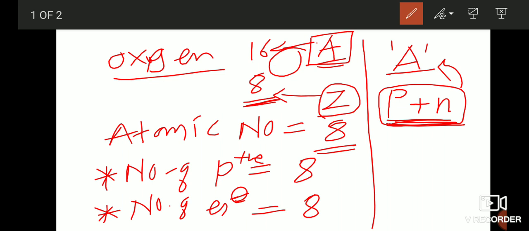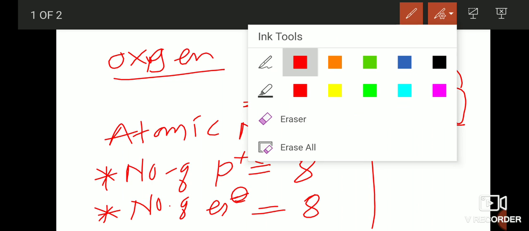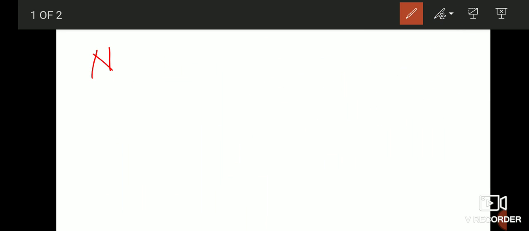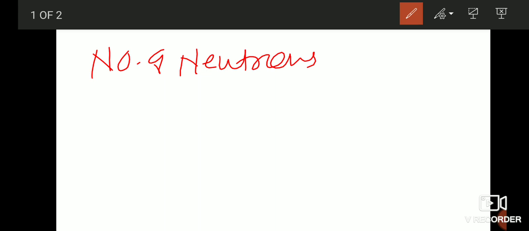This is very important, students, and by this theory we can easily find the number of neutrons in the atom. So I will show you how to find the number of neutrons. This is again very important. Neutrons are present in the nucleus of an atom. Understand? So how to find it?